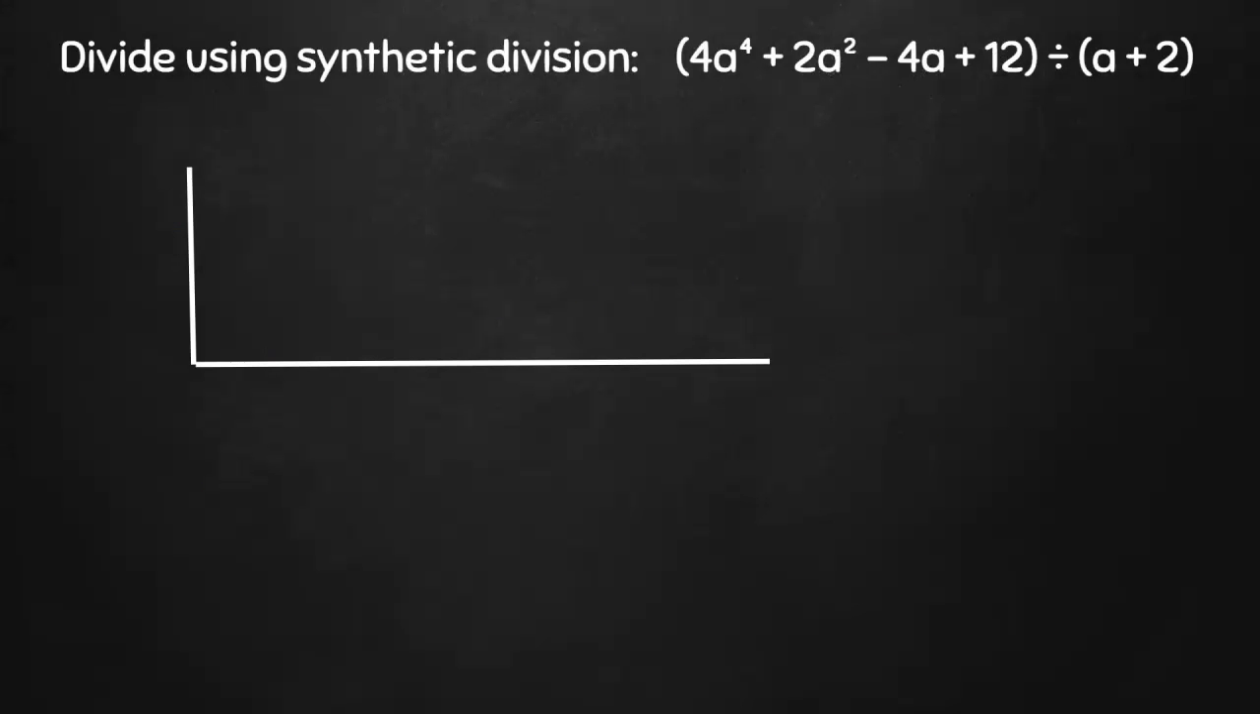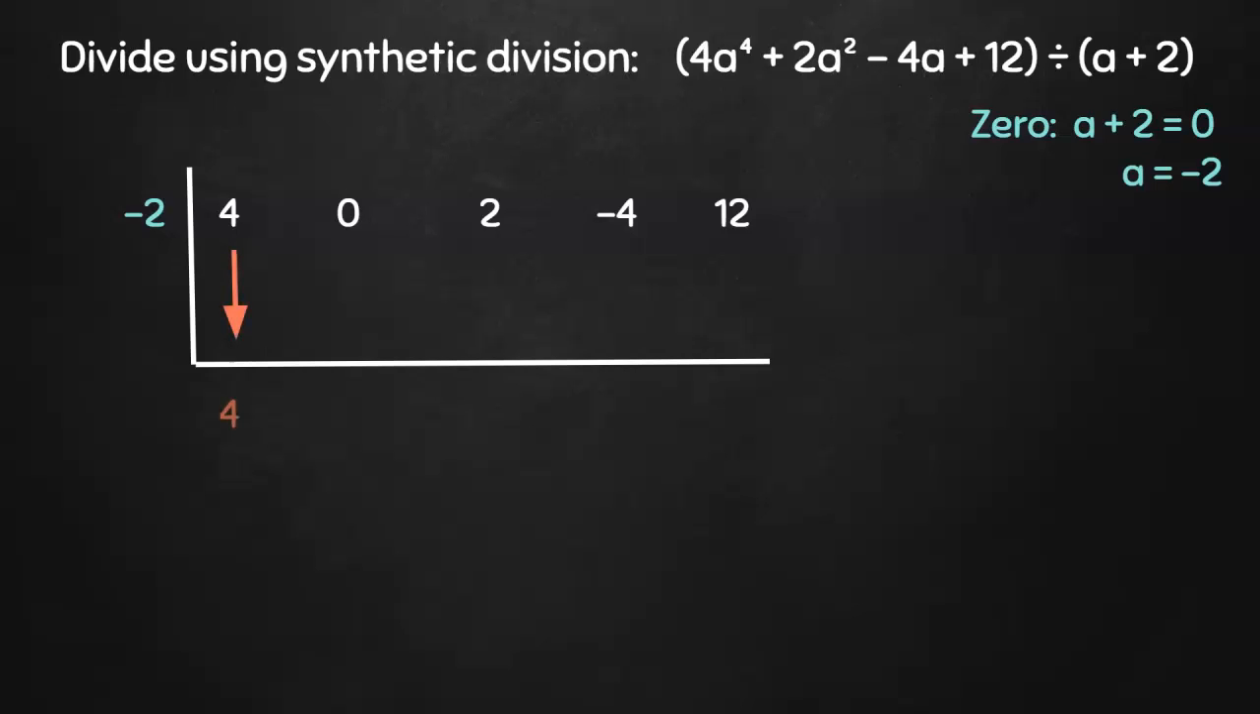Okay, here is another question. Go ahead and find the zero of your divisor, which is negative 2. You're going to write all the coefficients. Now in this example, we are missing an a to the 3rd power, so we have to put a 0 in that place. That is a missing coefficient.